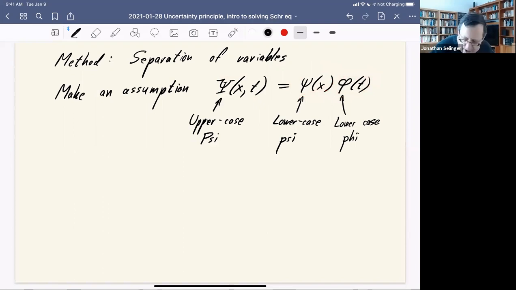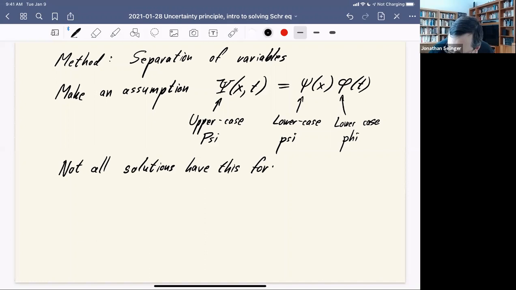This assumption is not always true. Okay, so I will say not all solutions have this form. Indeed, most solutions don't have this form, right? This is a very special form.